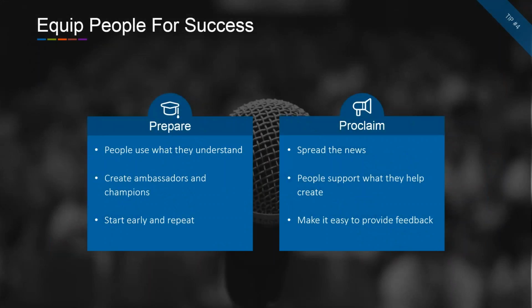So two things I'll go through real quick. Equipping people for success. I talked about this before. There are two areas that we focus on as you're going forward: how do we focus on the people? Prepare them and proclaim what you're trying to do, right? Get people involved, create ambassadors, create champions, get people engaged. And the key at the end here: start early and repeat. We start the training process in parallel with building servers, whatever it may be, infrastructure pieces early on, so that by the time the project's done, people are ready to go.